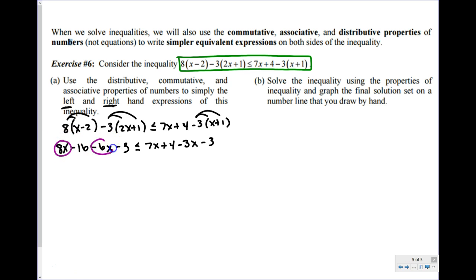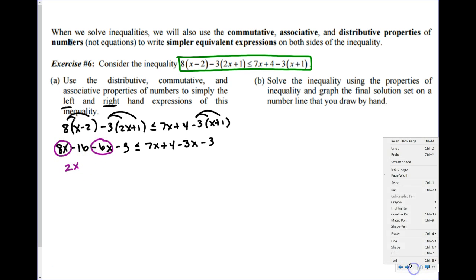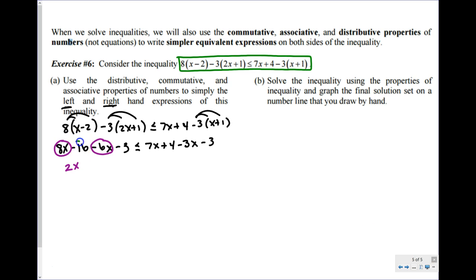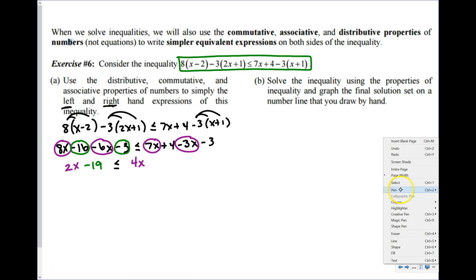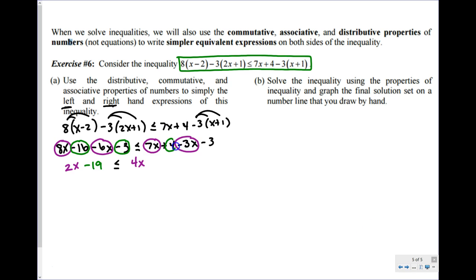So I see that 8x and negative 6x are like terms. What's 8x minus 6x? 2x. Then I've got a negative 16 and a negative 3. Negative 16 minus 3 is a negative 19. I'm going to carry down my less than or equal to sign, and I'm going to combine like terms on the right side. 7x and negative 3x are like terms, which is going to give me a 7 minus 3, which is a 4x. And then I have my numbers. I've got a 4 and a negative 3 to combine, and 4 minus 3 is a positive 1.